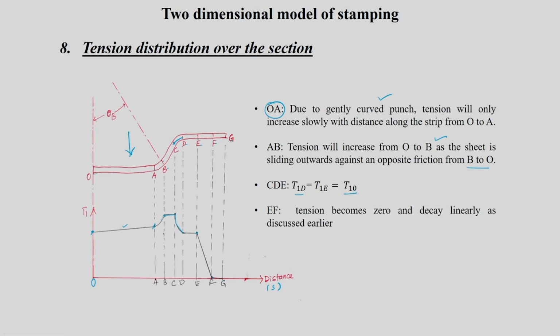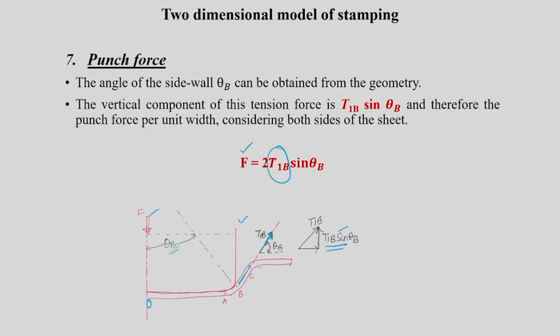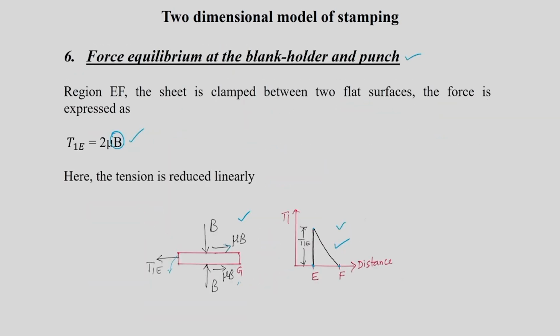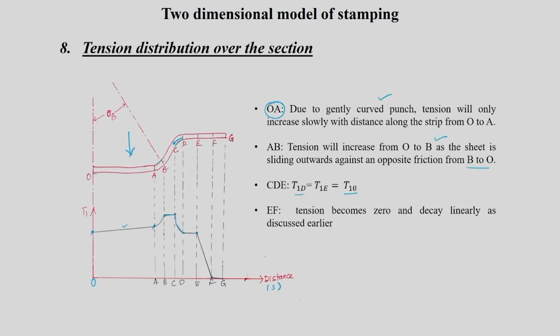Why? Because it is the same angle at which you are actually crossing. Okay, theta B and theta is going to be crossed here also. So assuming that, you can say from C to D it's going to decrease, and from D to E it is going to remain constant because it is again an unsupported region, and from E to F there will be a linear decrease in your tension as per our discussion. E to F it's going to decrease linearly, and FG it's going to become 0.